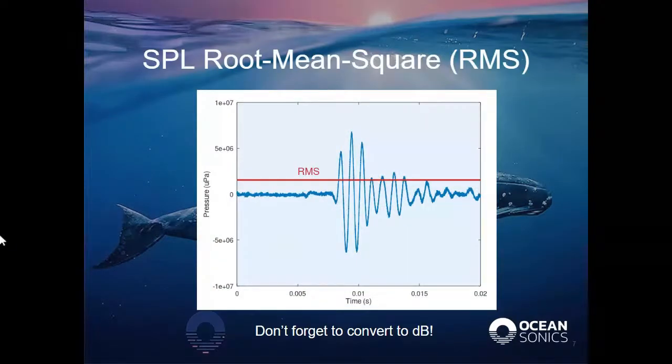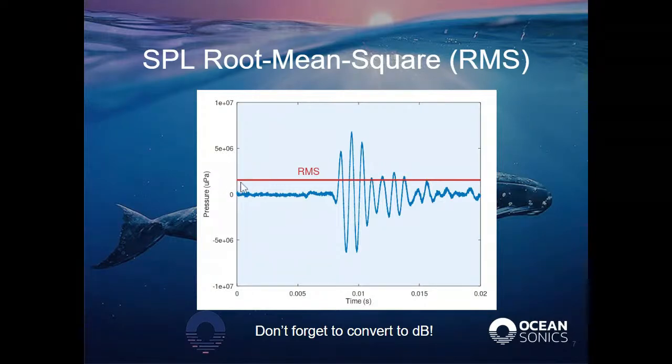First we'll look at SPL RMS, which stands for root mean square. And the title basically explains how you calculate it. You take the square of the pressures in this wave, and then you take the mean, which is the average, and then finally the square root of that. So it's a step-by-step process. And I plotted the RMS level here on top of the curve. The RMS is about 2 Pascal.